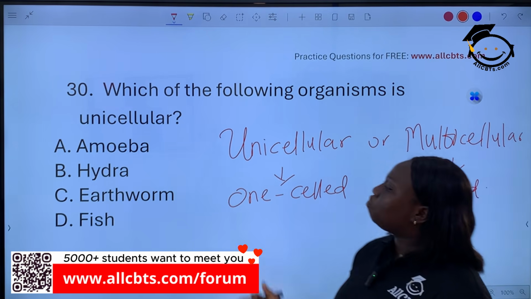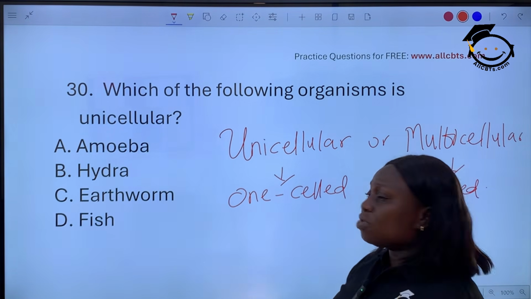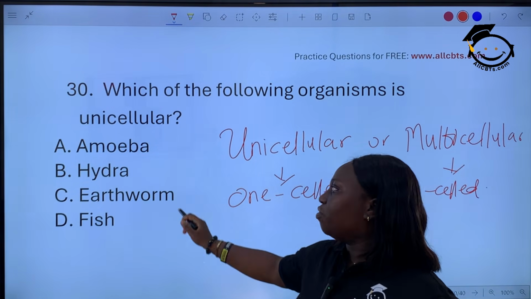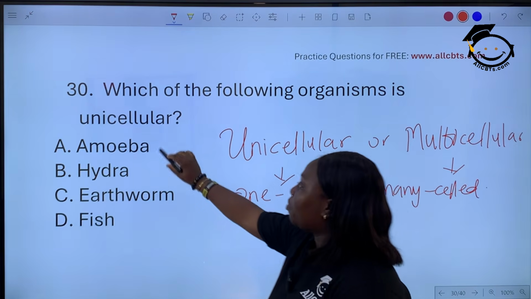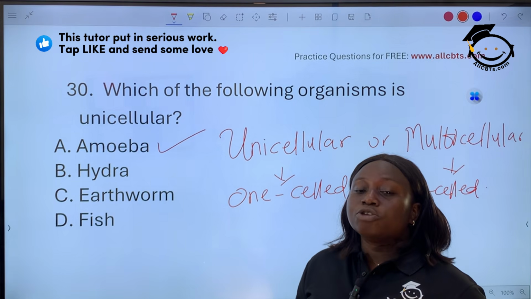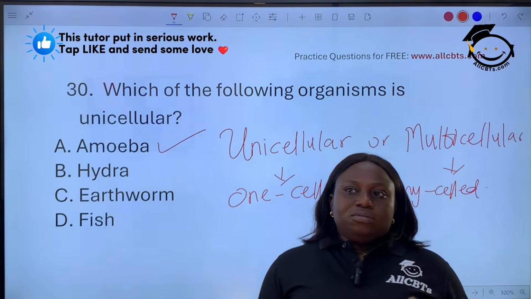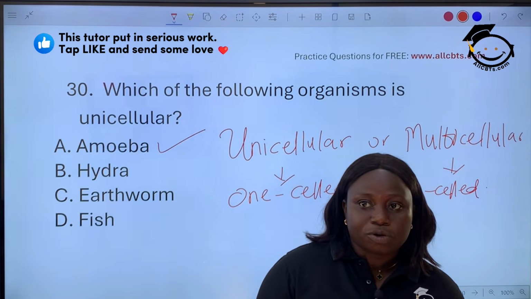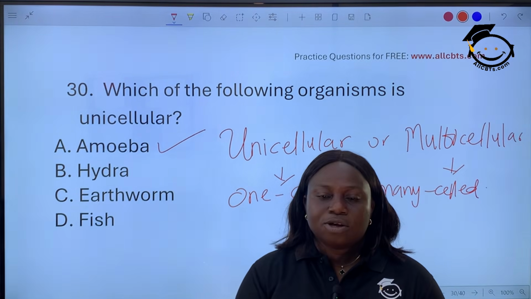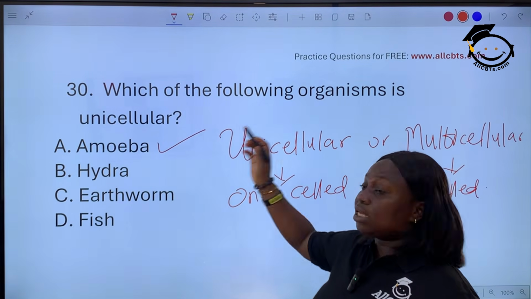So they're asking us which of these organisms can exist as a one-celled organism? Amoeba, hydra, earthworm, fish. So our answer is the amoeba because the amoeba exists as just a cell. Don't forget that when you draw a structure of the amoeba, you label things like the vacuole, the nucleus. But if you are labeling earthworm or the hydra or the fish, do you label that? No. So the amoeba exists at a cell level. So our answer is the amoeba.